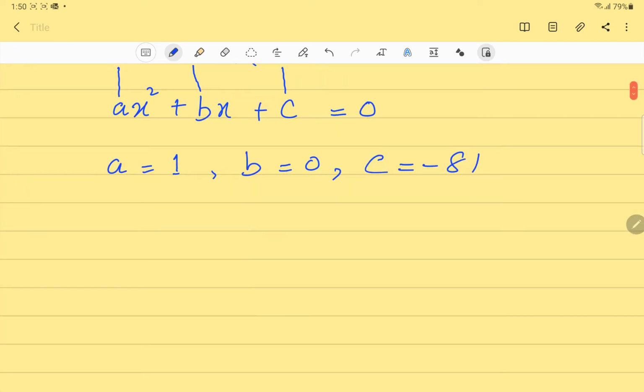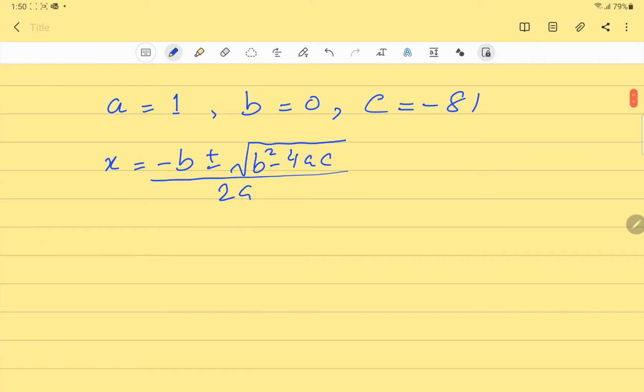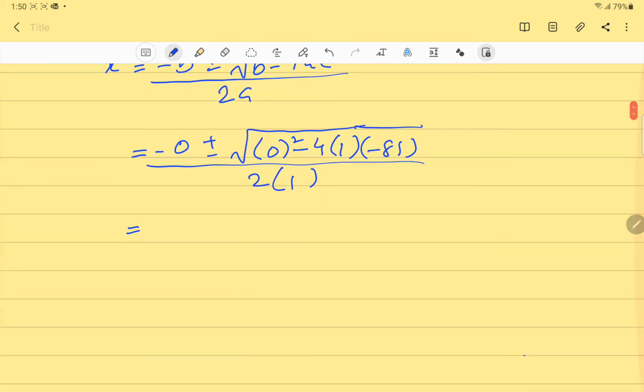Let us substitute these values into the quadratic formula, which is x is equal to minus b plus minus the square root of b squared minus 4ac over 2a. b is 0 in this case. Minus 4 into 1 into minus 81 over 2 into 1. Minus 0 is nothing, 0, so we will leave it as it is.